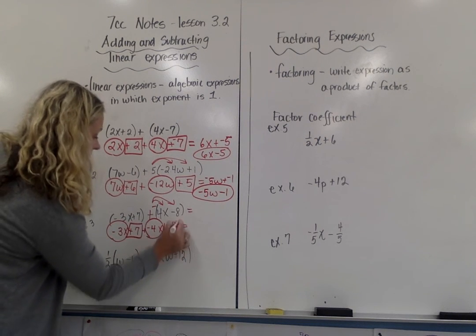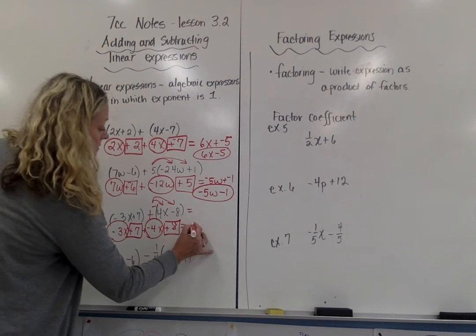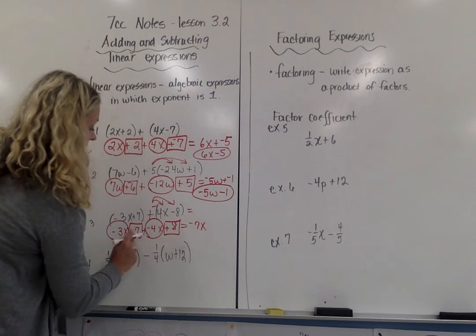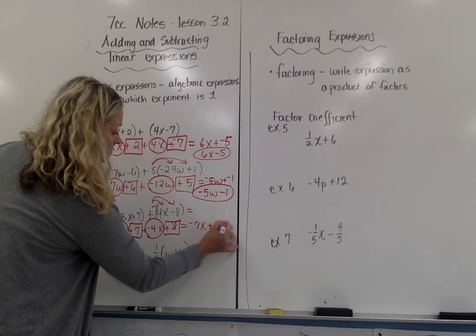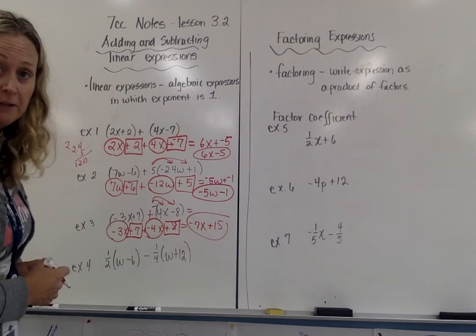I now simplify like terms. I add those like terms. Negative 3x's and negative 4x's is negative 7x's. 7 and 8 is 15. And there's no need to switch it because it's already simplified.